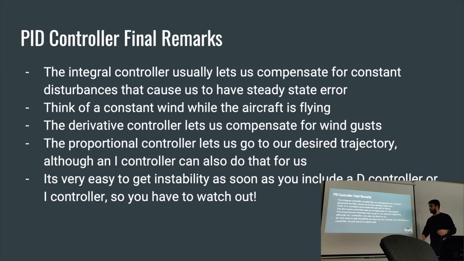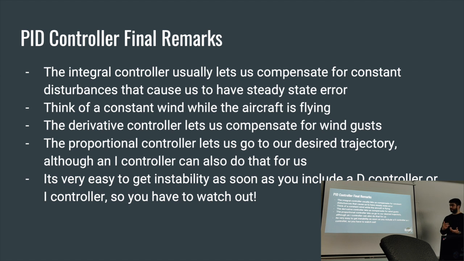The derivative controller lets us compensate for something like wind gusts, right? So unpredictable gusts of wind that have very high velocity and random direction. And the proportional controller actually lets us go to our desired trajectory, basically, although an I controller can also technically do that for us.